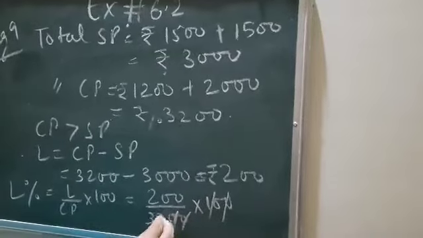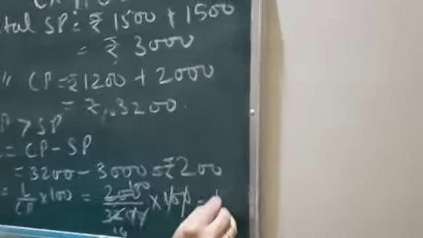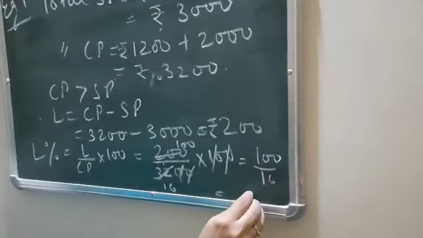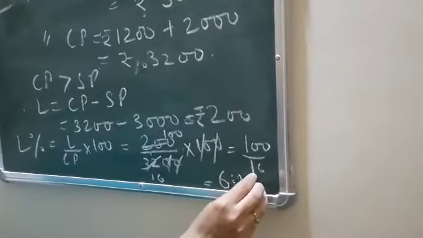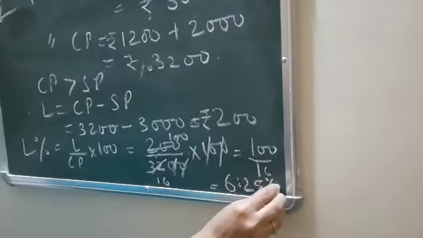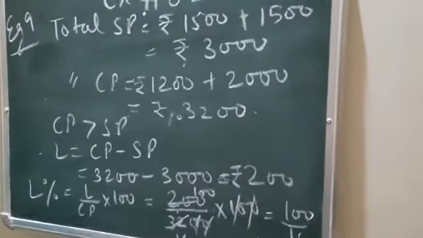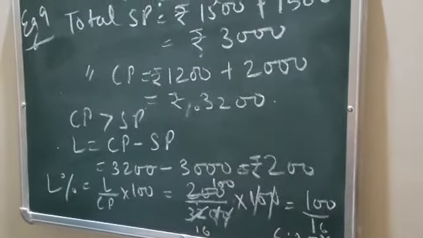Cut it. 2 16s are, 2 100s are. So it is 100 upon 16 and then it will be around 16 6 and 96. 2s are and 5s are. 6.25% is the loss percent. Right? This was example number 9.